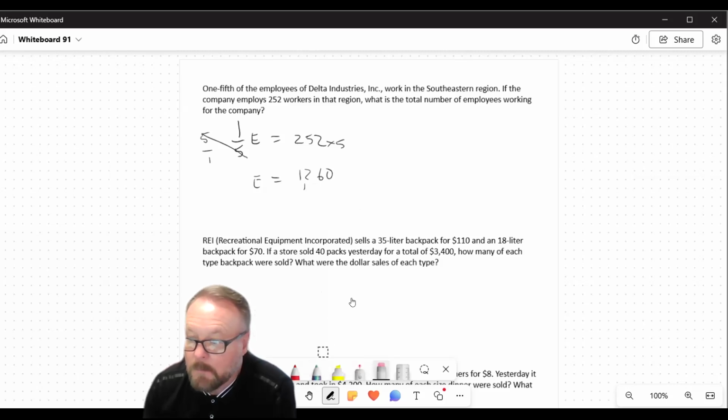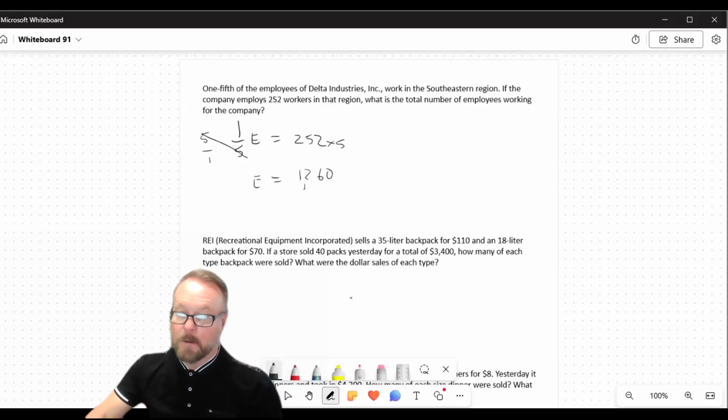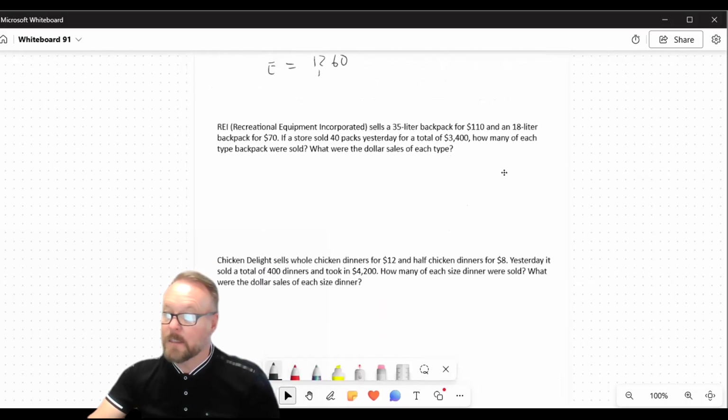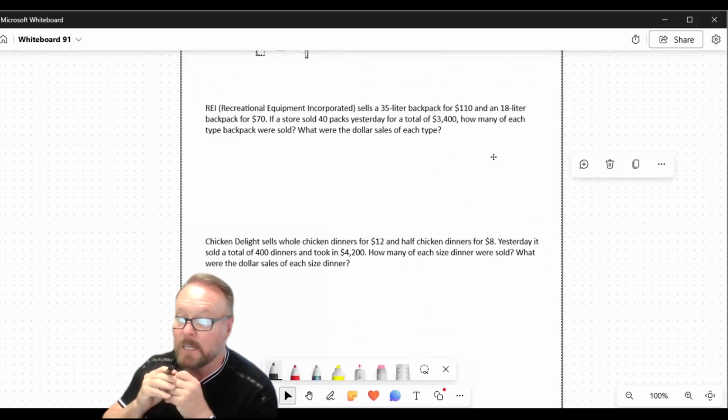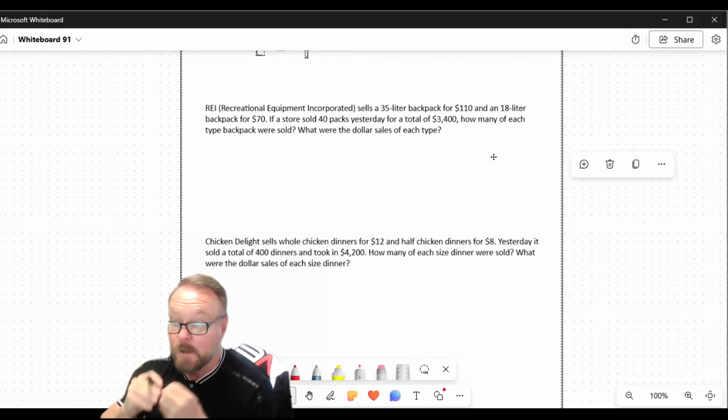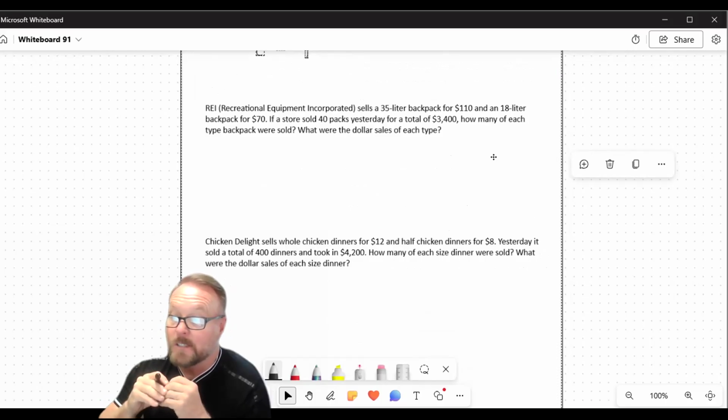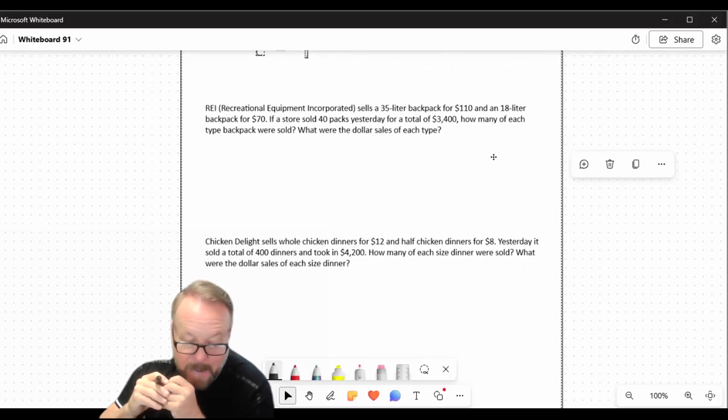All right. Moving on to the next problem here. REI Equipment Incorporated sells a 35-liter backpack for $110 and an 18-liter backpack for $70. If the store sold 40 packs yesterday for a total of $3,400, how many of each type of backpack were sold, and what was the dollar sales of each type of backpack?